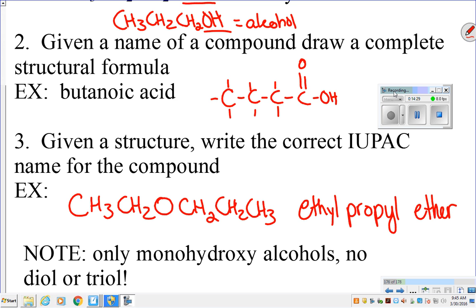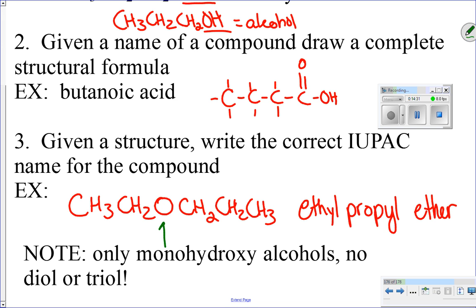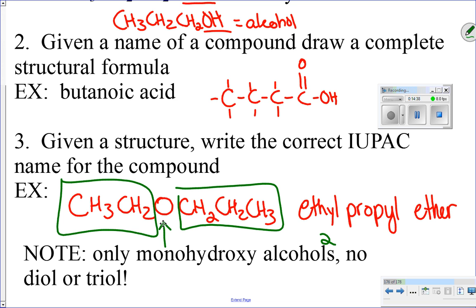So in this example, I would say, hey, this is an ether. I got that single bonded O in the middle. I got 2 carbons over here. I got 3 over here. Ethyl propyl ether. There may be a small amount of condensed formula involved with this, but most of them will be drawn out a little bit more clearly. Only monohydroxy alcohols, so no triols or diols, will be on this quiz. So study these examples. Remember, be very dependent on table R. That's really the most important thing you can do to do well in this quiz.